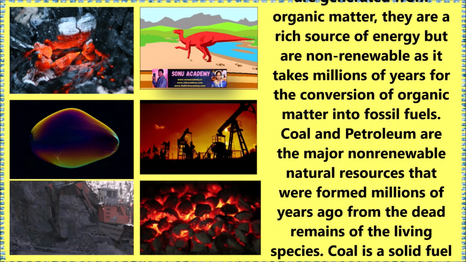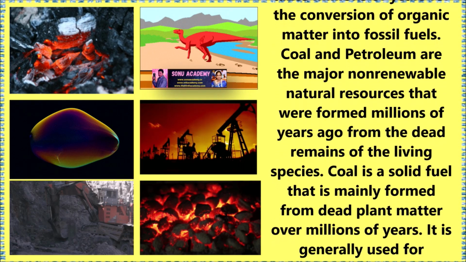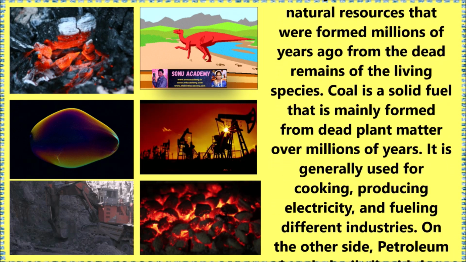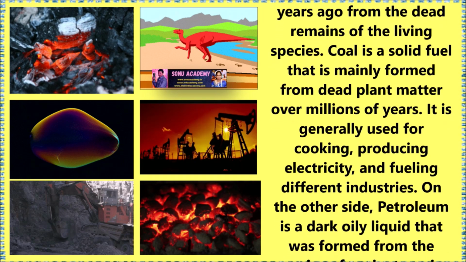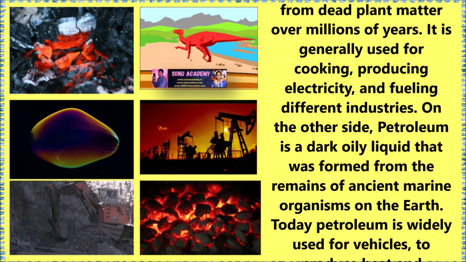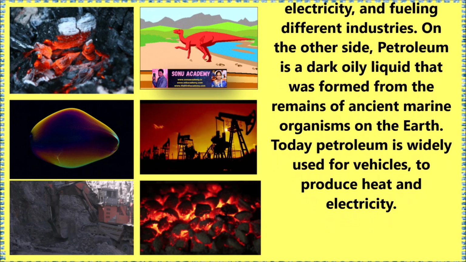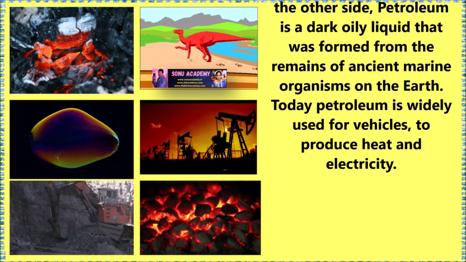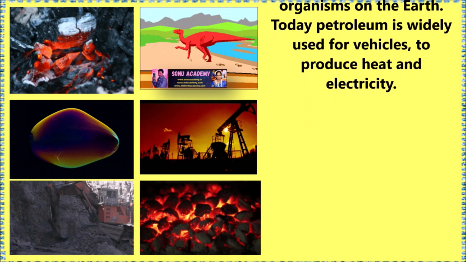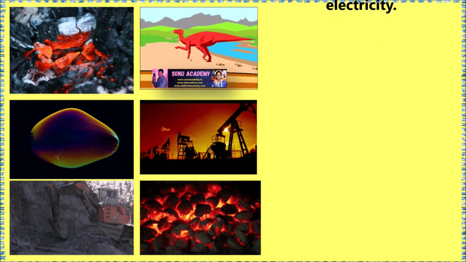Coal and petroleum are the major non-renewable natural resources that were formed millions of years ago from the dead remains of living species. Coal is a solid fuel that is mainly formed from dead plant matter over millions of years. It is generally used for cooking, producing electricity and fueling different industries. On the other side, petroleum is a dark oily liquid that has formed from remains of ancient marine organisms on the earth. Today, petroleum is widely used for vehicles and to produce heat and electricity.